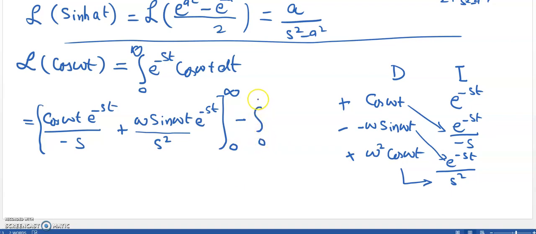From 0 to infinity, and we can take omega square over s square outside of the integral, because both omega and s are constants, since the integration is in terms of t. And now it is e power minus st cosine of omega t dt. So now this is this. We will continue this in the next video clip.